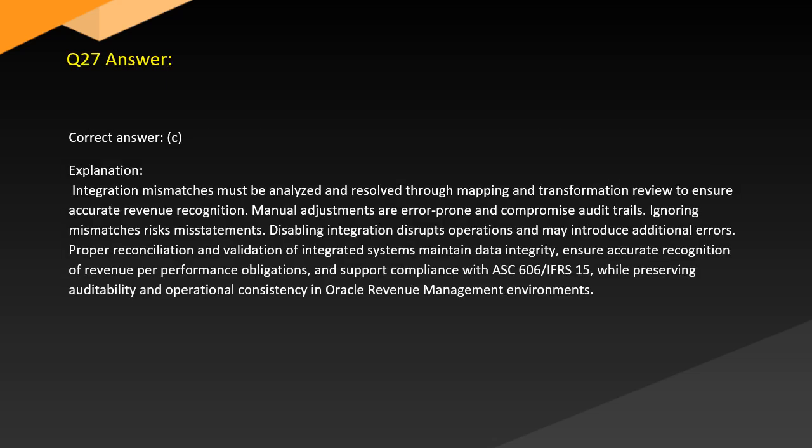Answer. Correct answer: C. Explanation. Integration mismatches must be analyzed and resolved through mapping and transformation review to ensure accurate revenue recognition. Manual adjustments are error-prone and compromise audit trails. Ignoring mismatches risks misstatements. Disabling integration disrupts operations and may introduce additional errors. Proper reconciliation and validation of integrated systems maintain data integrity, ensure recognition of revenue per performance obligations, and support compliance with ASC 606 IFRS 15 while preserving auditability and operational consistency in Oracle Revenue Management environments.